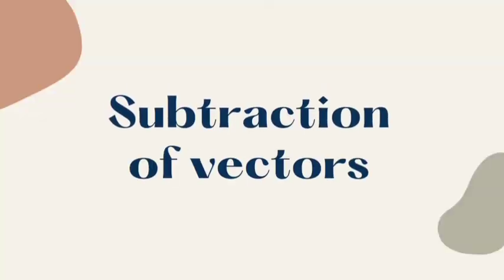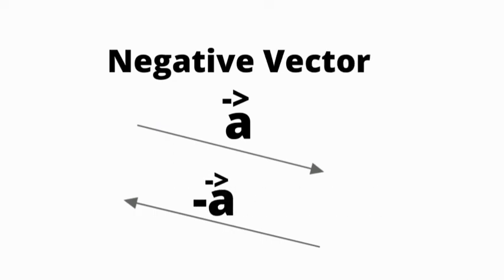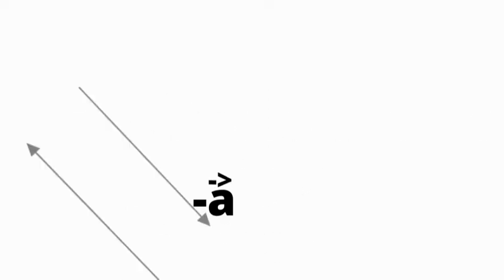Subtraction of vectors. Before we proceed to the subtraction of vectors, we need to understand the concept of a negative vector. If vector A is going in a forward direction, then negative vector A is going in a reverse direction. And if vector A is going in a reverse direction, that is backward direction, then negative vector A is going in a forward direction. This is a concept.